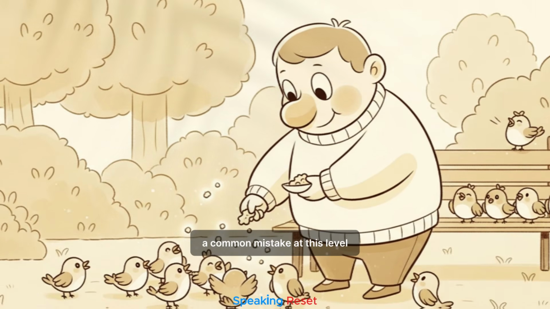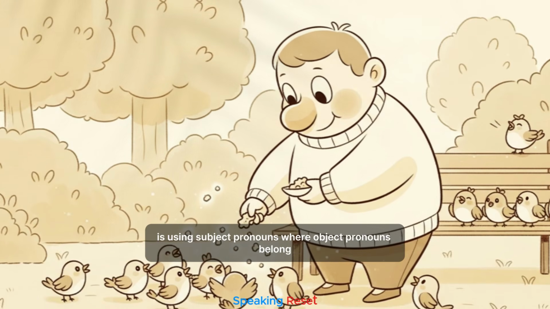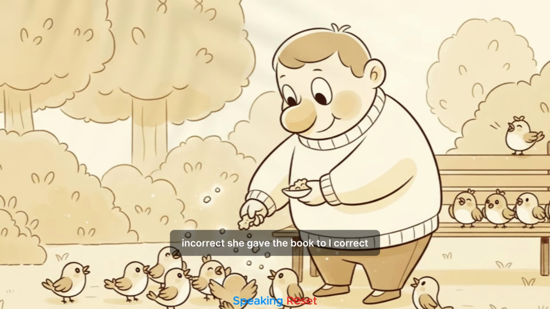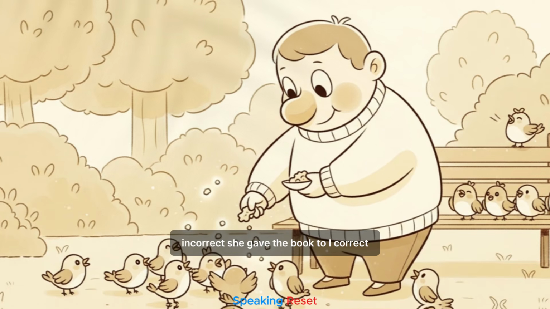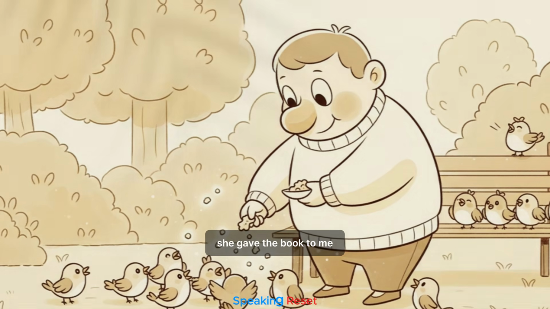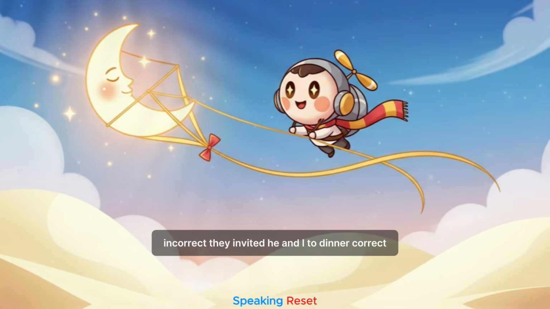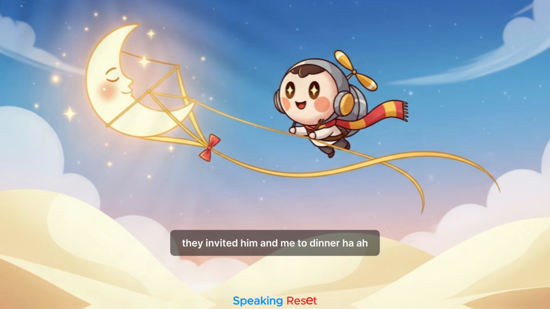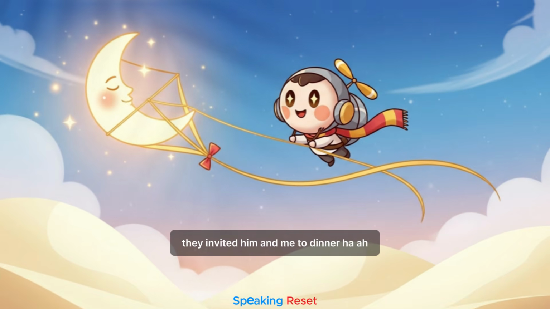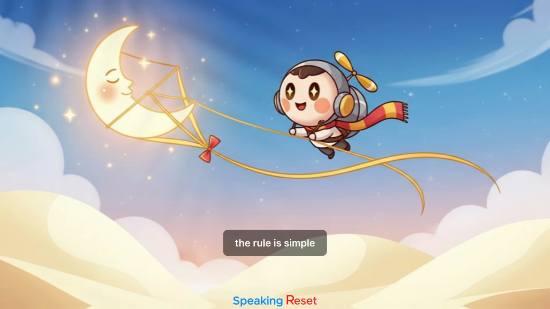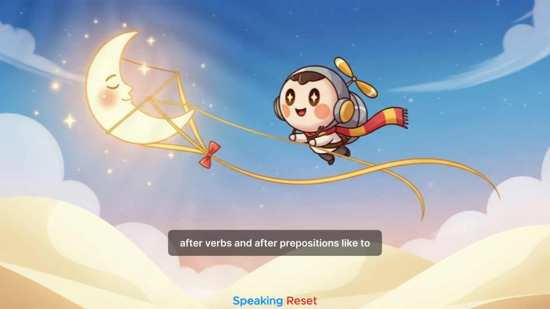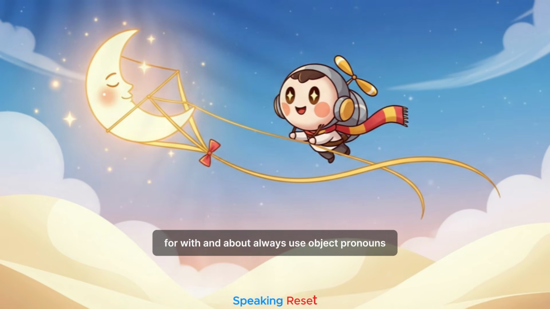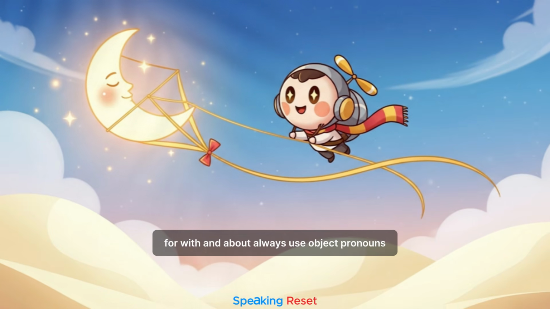A common mistake at this level is using subject pronouns where object pronouns belong. Incorrect. She gave the book to I. Correct. She gave the book to me. Incorrect. They invited he and I to dinner. Correct. They invited him and me to dinner. The rule is simple. After verbs and after prepositions like to, for, with, and about, always use object pronouns.